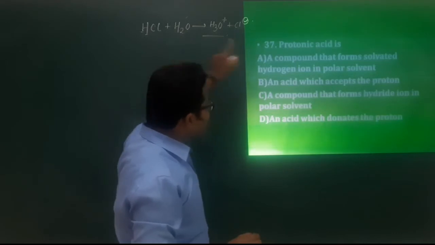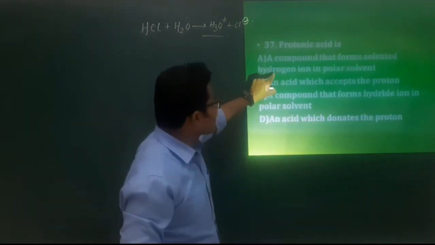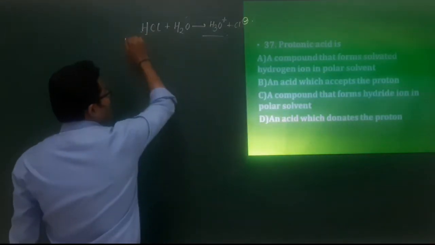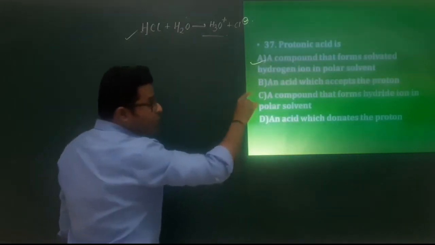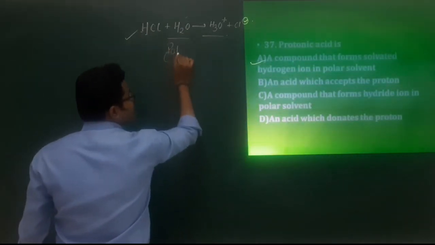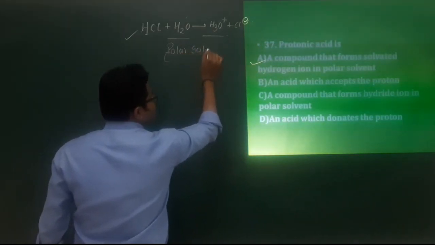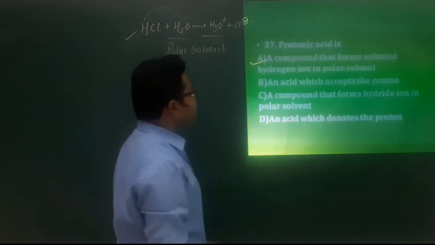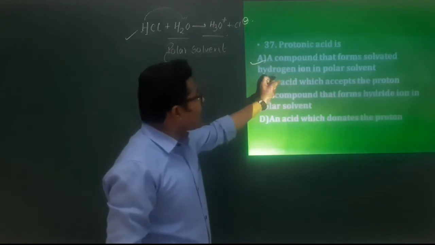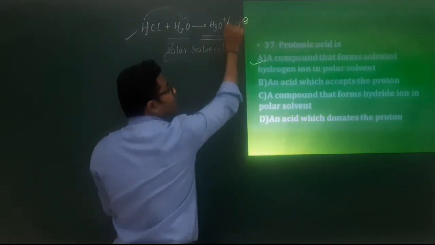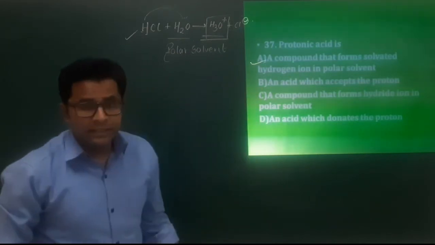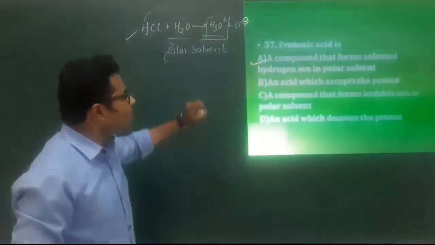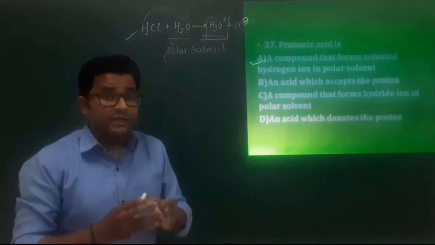Now, what is it doing? A compound that forms solvated hydrogen ion in polar solvent. It is actually this: in a polar solvent, water, the proton is getting transferred to the polar solvent, and therefore it is forming a solvated hydrogen ion. Correct. So option A is the correct option in this case, while the other options do not give us a perfect explanation.